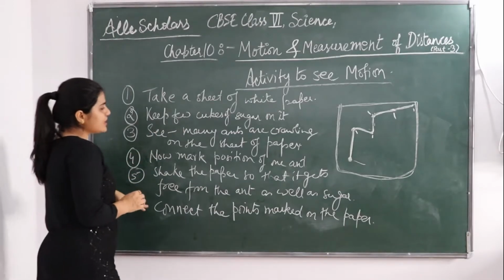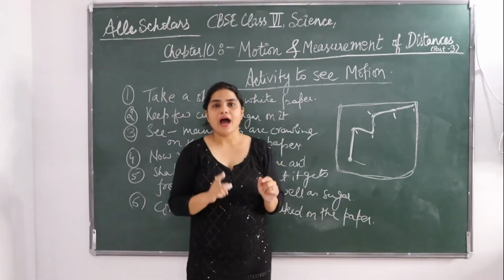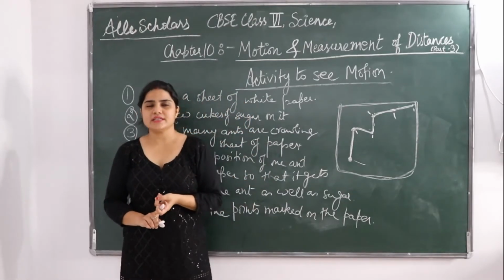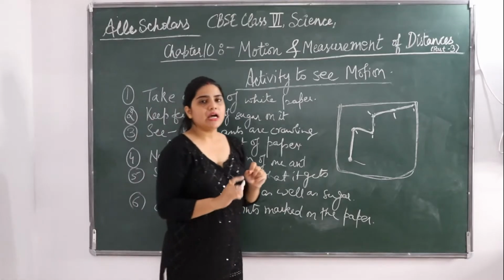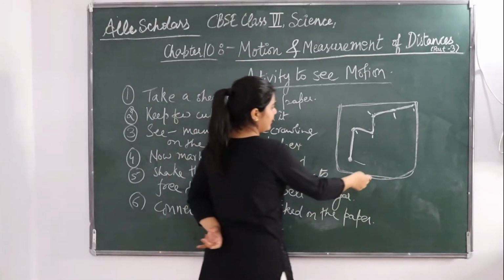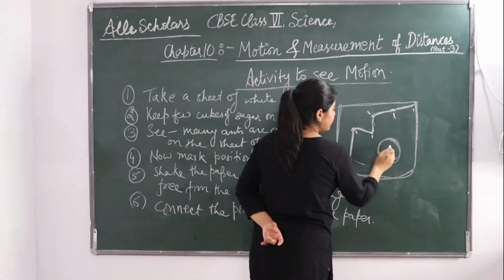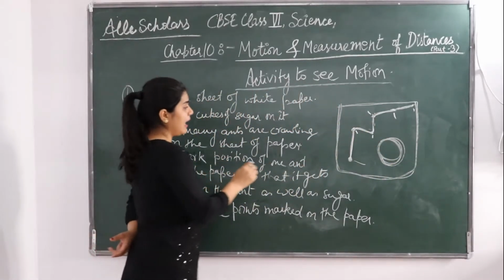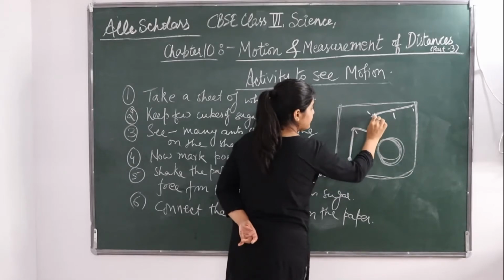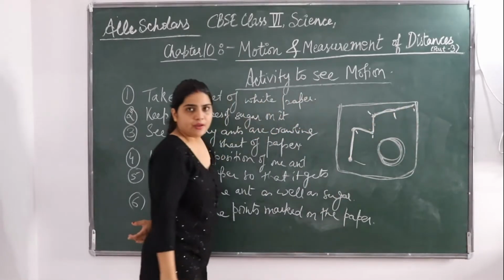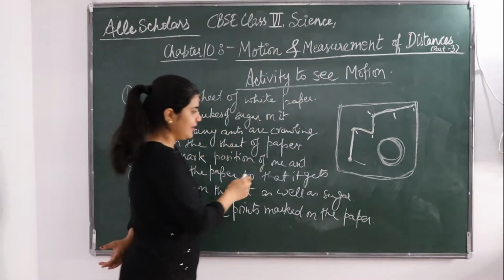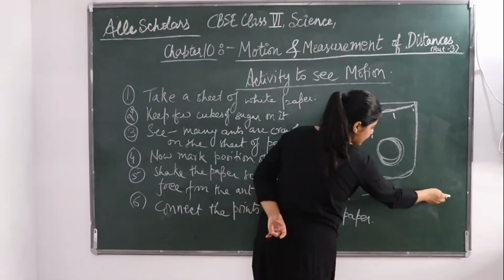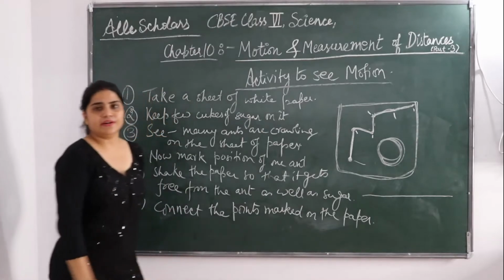So now the question is whether all kinds of motion are the same. If you see a fan, how is it moving? It is moving like this. Okay? If you see this ant, it was moving like this. If you see a train, how was the train moving? The train was moving like this on a railway track.